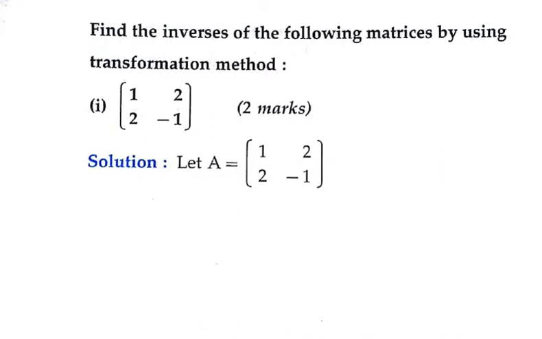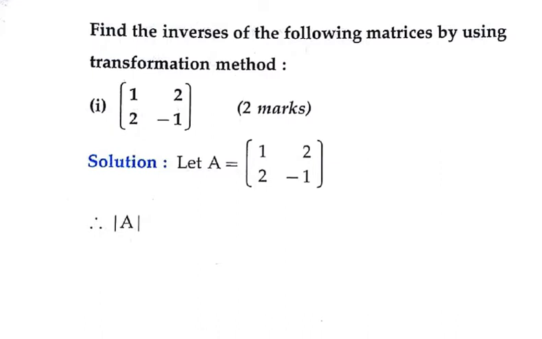Now for the transformation method we will use either row transformation or column transformation. Both row and column transformation are very easy to understand. So let's begin with row transformation. For the row transformation we have to use the equation A into A inverse is equal to I. Before finding the inverse matrix, we have to check whether the inverse of the given matrix exists or not. And for that, we have to find the determinant of A.